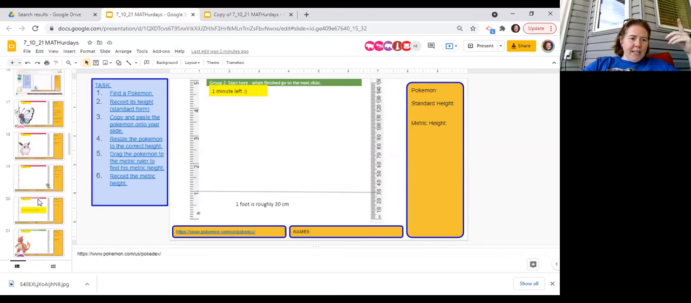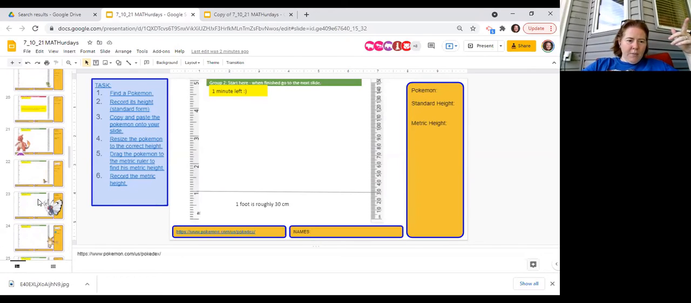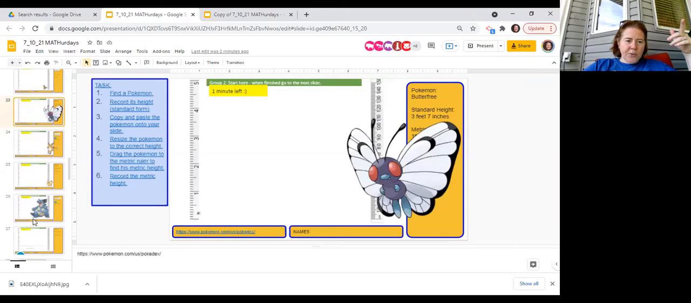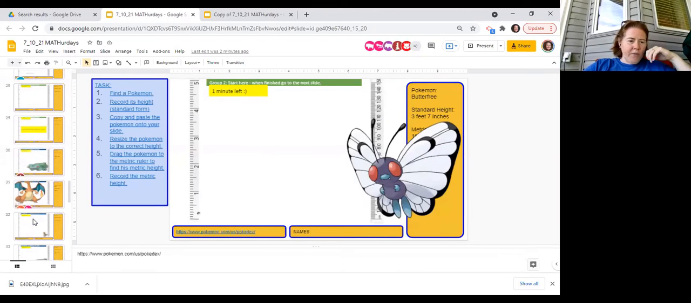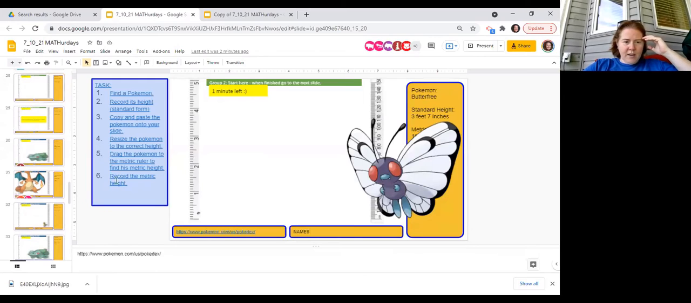But there was at least one group. Laura, was that you that did the 2 rulers? Would you tell us what slide you were on and kind of walk us through what you did there? Maybe it wasn't Laura. Yes.